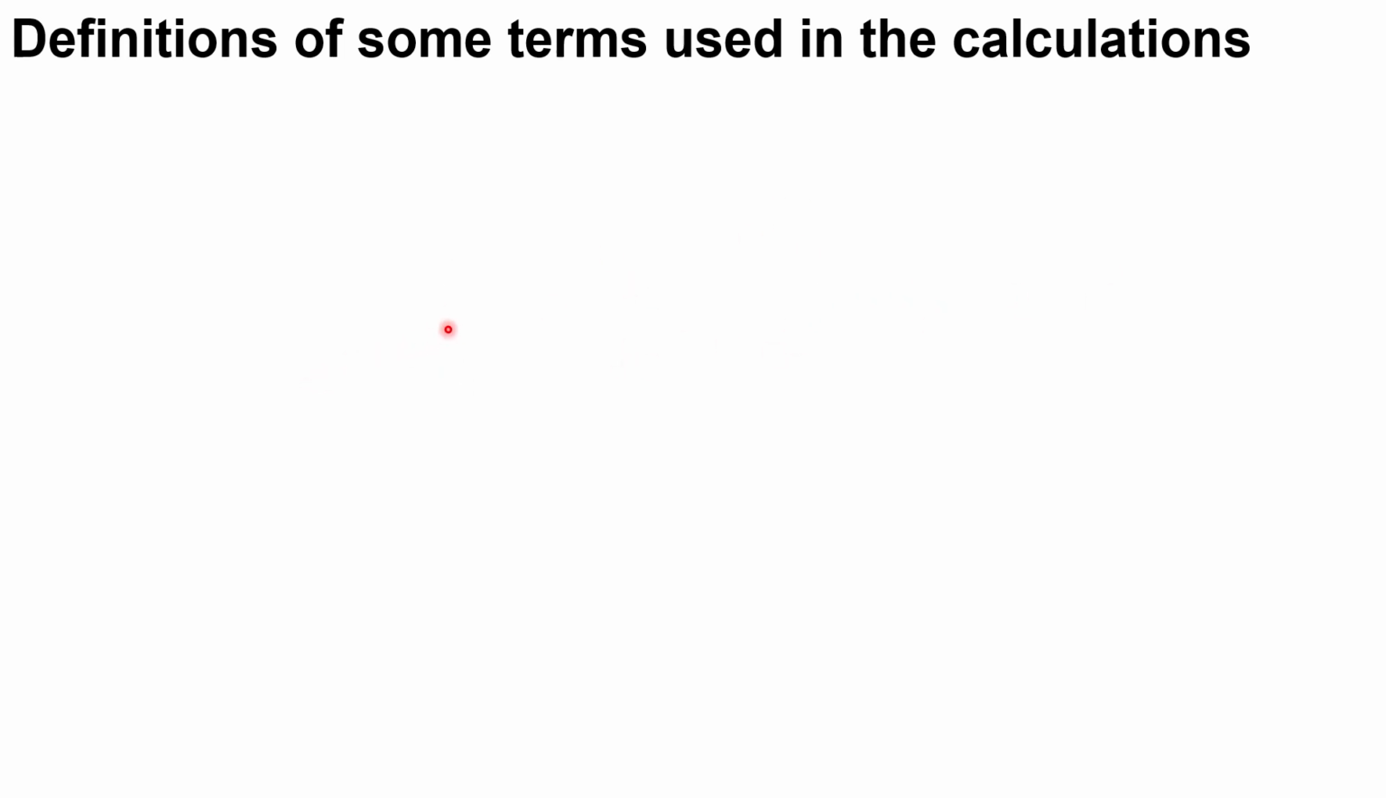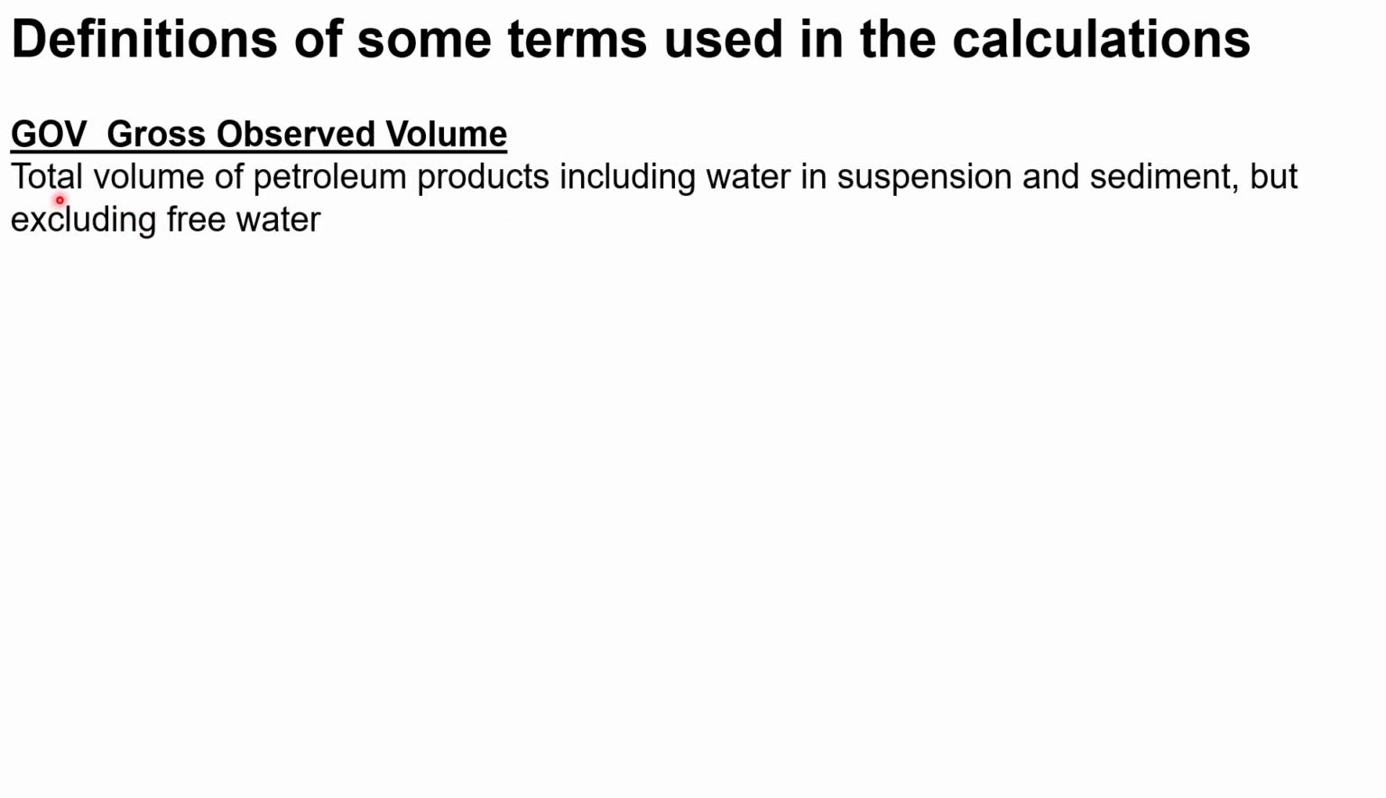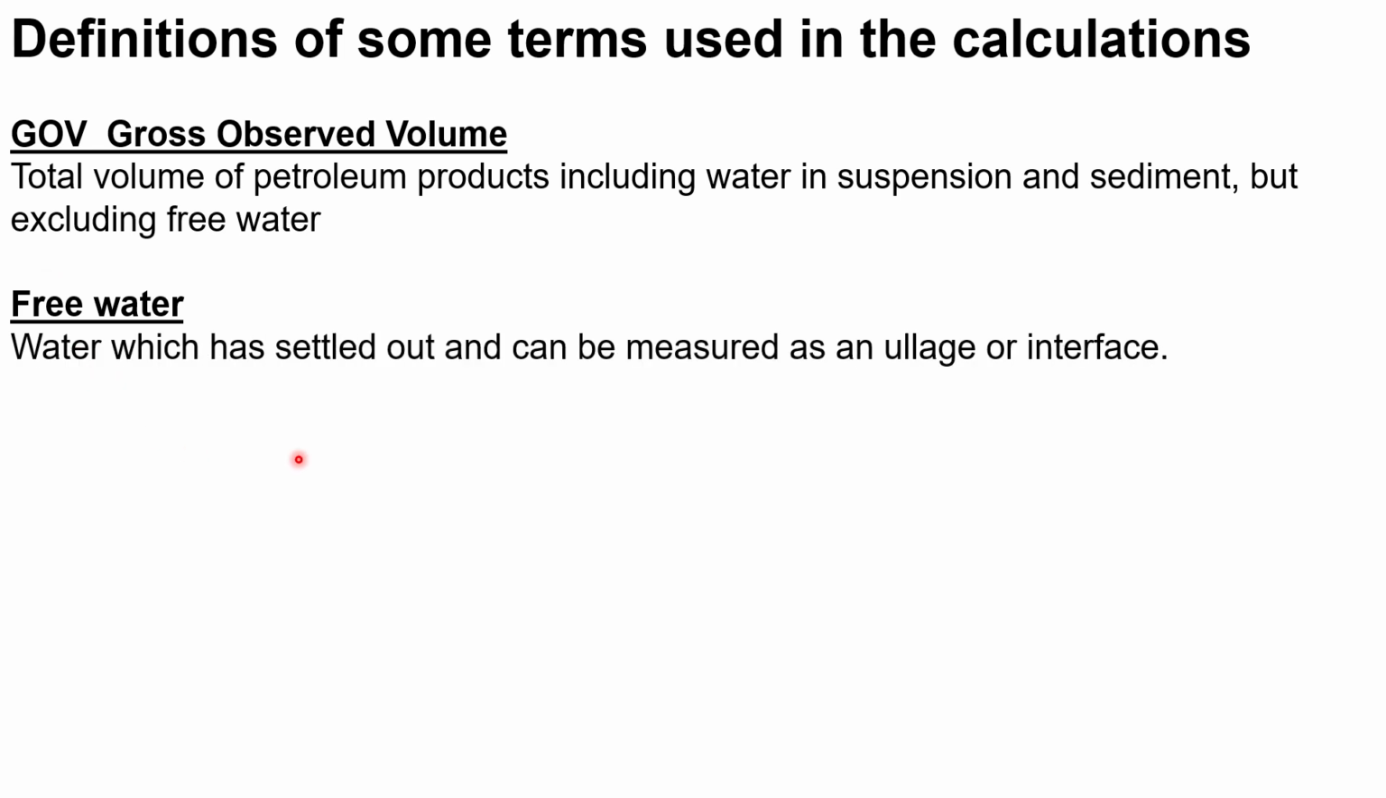There are some definitions or terms we use to calculate the weight of the cargo by API gravity. Let's see what those terms are. The first term is gross observed volume. It is the total volume of petroleum product including water in suspension and sediment but excluding free water. What is free water? Free water is water which has settled out and can be measured as an ullage or interface. So free water is water which is settled, and we can get that free water out anytime.